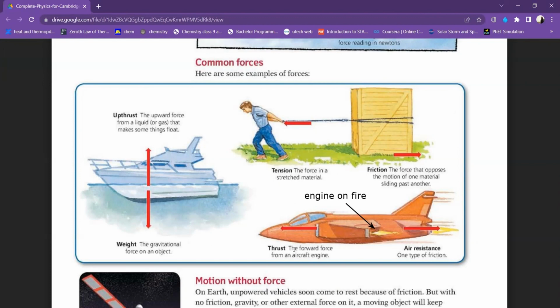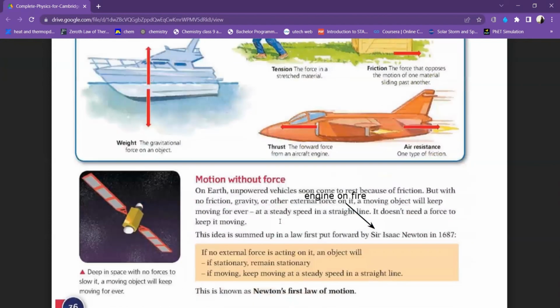Friction, tension, thrust, weight, air resistance. The weight and normal reaction. Remember that. The weight and normal reaction are the normal force. ठीक है, तो वो भी तो action reaction forces हैं ना.